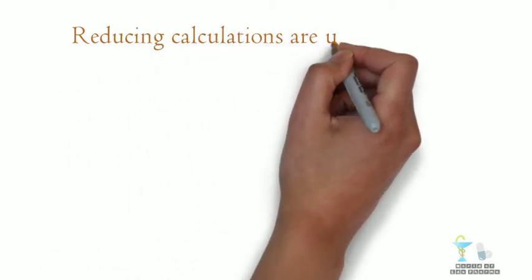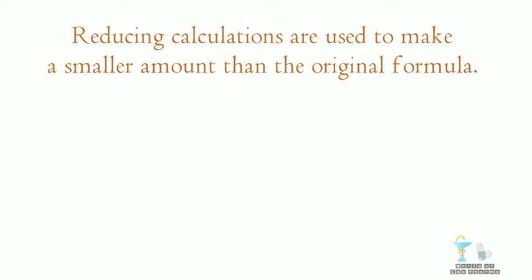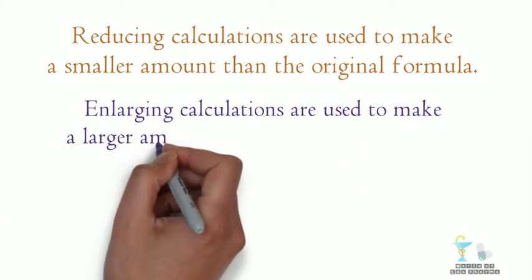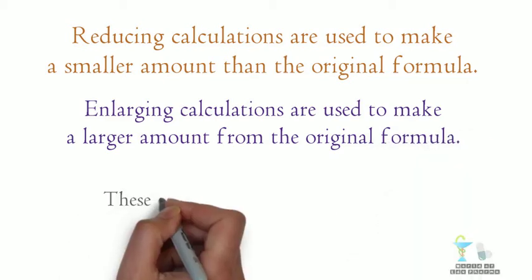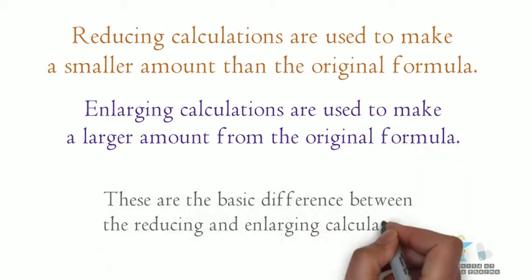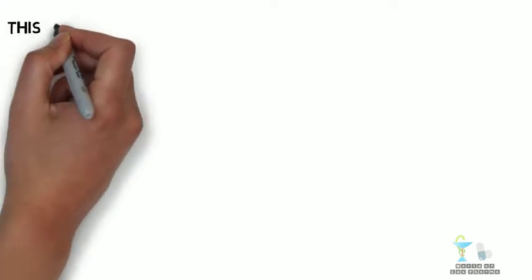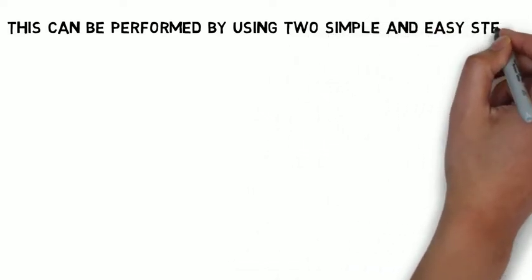Reducing calculations are used to make a smaller amount than the original formula. Enlarging calculations are used to make a larger amount from the original formula. These are the basic difference between the reducing and enlarging calculations. This can be performed by using two simple and easy steps.